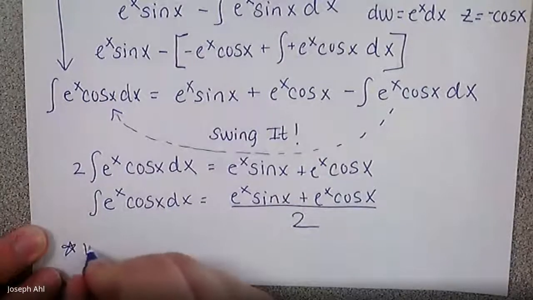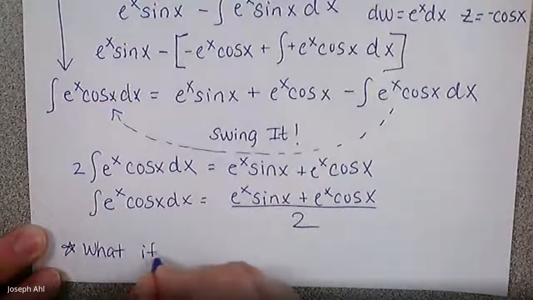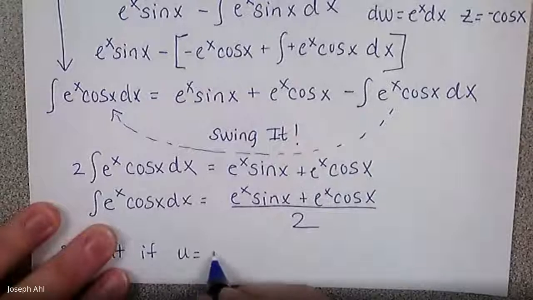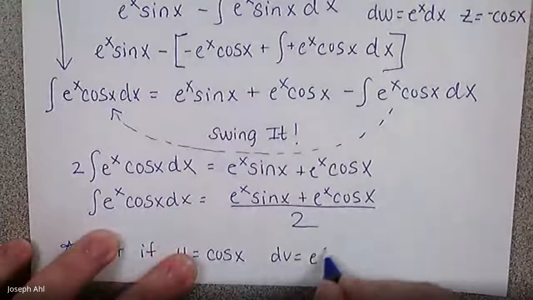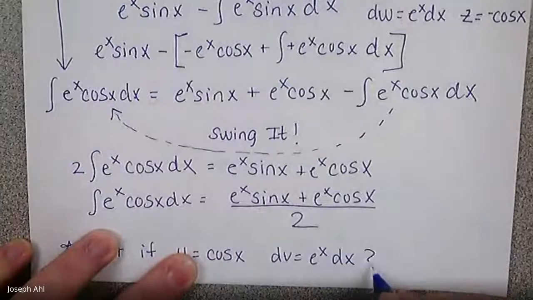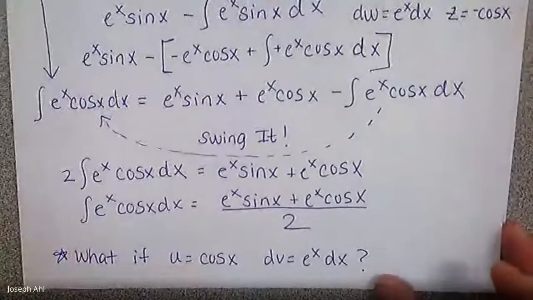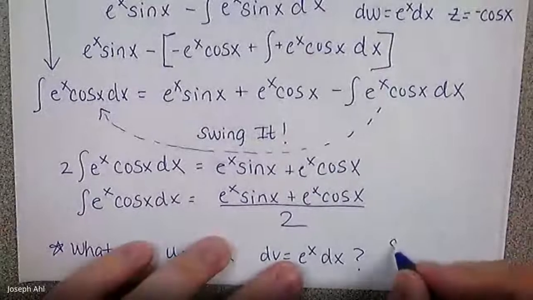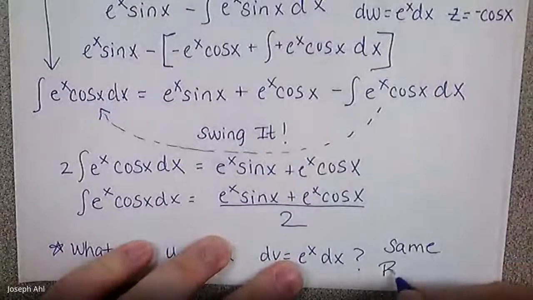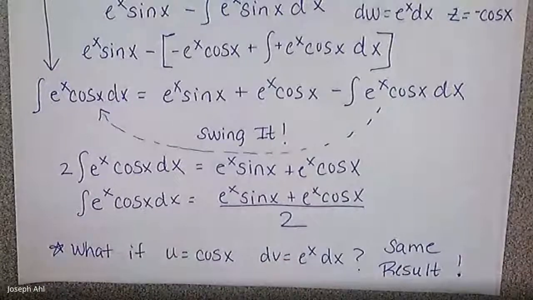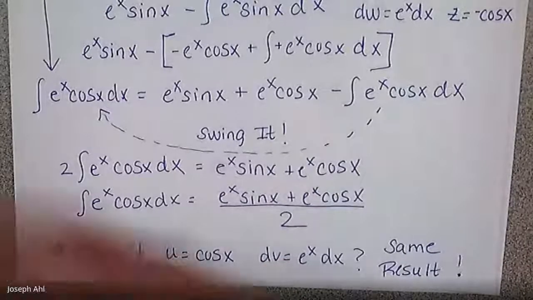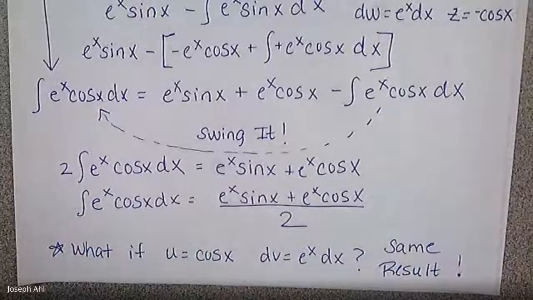Just as a quick consideration, what if from the start we had let u equal cosine x and then dv equal e to the x dx? What do we think would have happened if we had switched it? Well, probably no surprise that we would get exactly the same results, right? Maybe it would look slightly different, but in the end, we would be able to generate the same exact results if you had switched it from the very start. So I think that's pretty awesome.